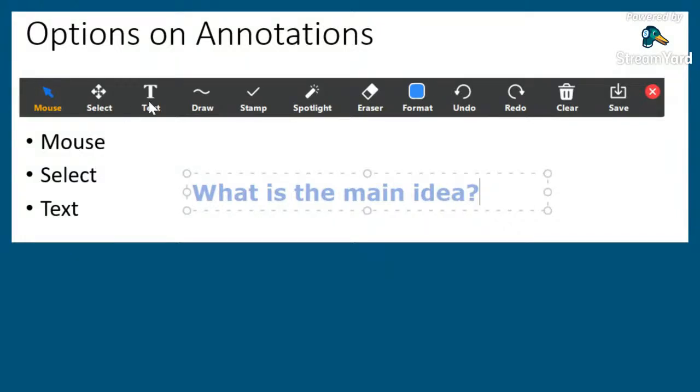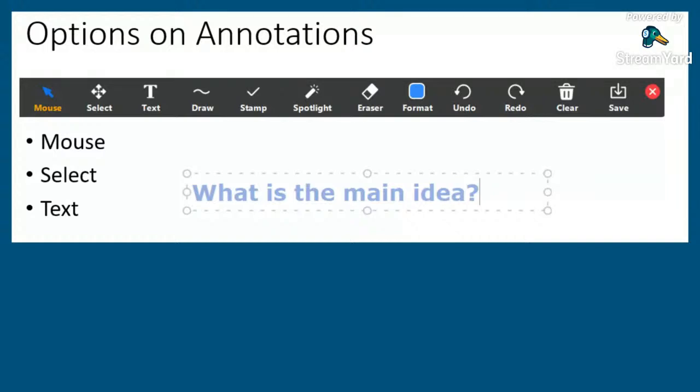I'm going to explain the text feature to you next. You would click on text, then you would click on the whiteboard or your PowerPoint or whatever you're sharing, and a little text box pops up. And then you can type in it, what is the main idea? The select feature does allow you to click on the text box and move it around your screen.